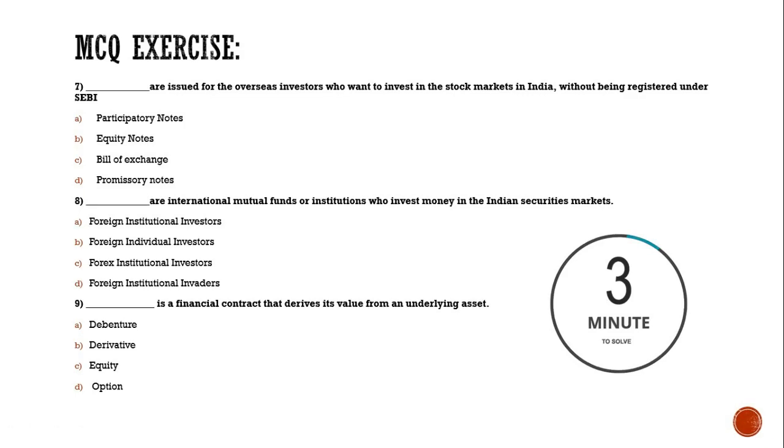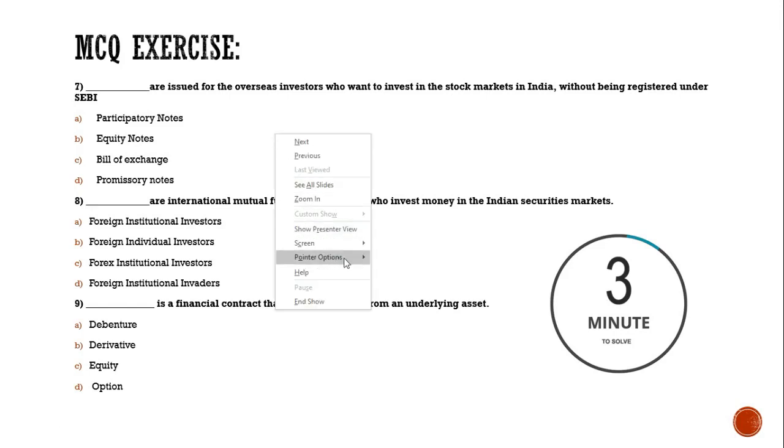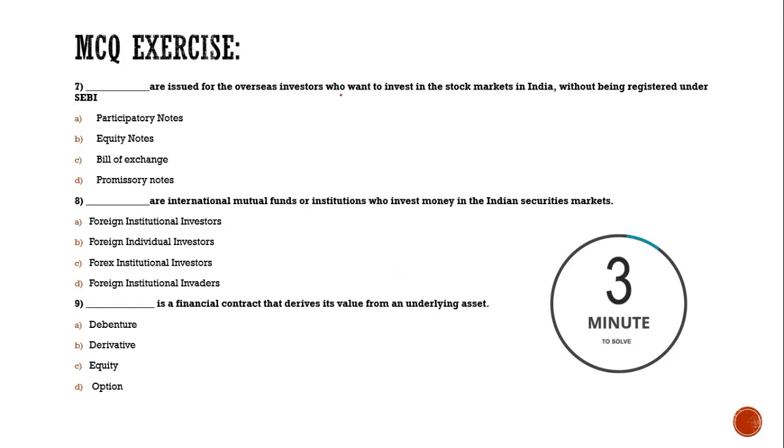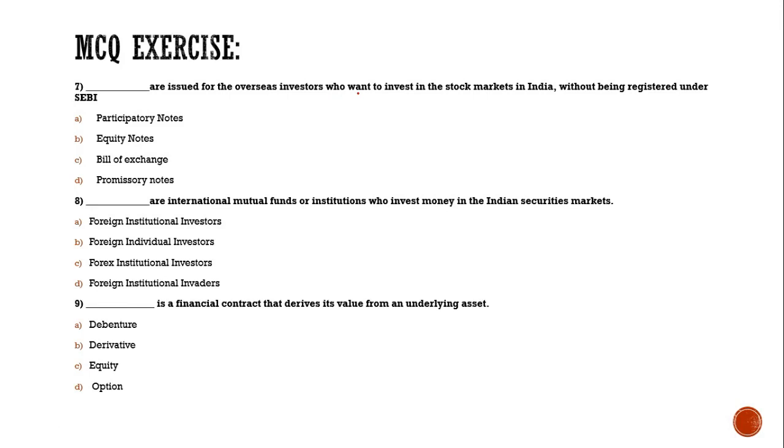Okay, now let us check what is the correct answer for them. Number 1, dash are issued for the overseas investor who wants to invest in the stock market in India without being registered under SEBI. The correct answer for that is participatory note. Next, dash are international mutual funds or institutions who invest money in the Indian security market. They are nothing but the foreign institutional investors, that is FII.